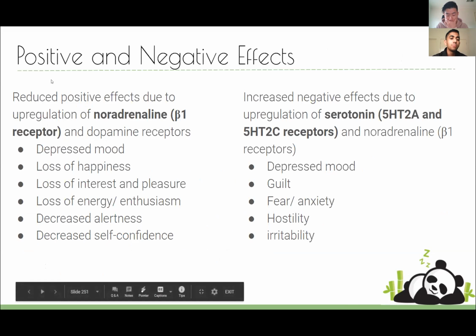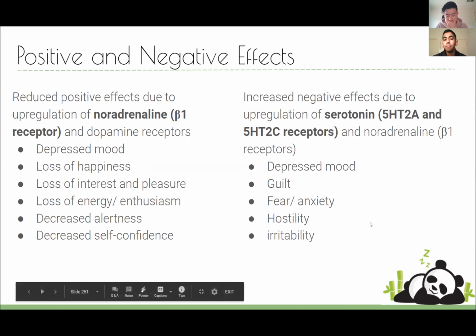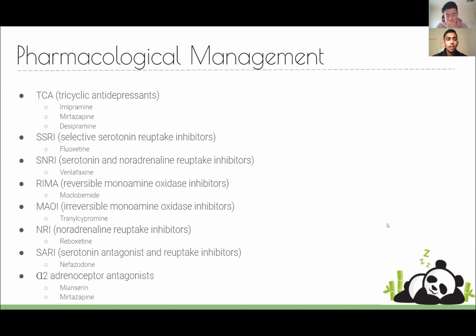Cool, so there are positive and negative effects that we can specifically target in depression. In depression, we have reduced positive effects due mainly to upregulation of noradrenaline receptors. So we have less of our good things: less of our good mood, less of our happiness, less of our interest and pleasure, less alertness, self-confidence. That's all going to be due to not enough noradrenaline and too many noradrenaline receptors mainly. And then we can have increased negative effects. So more of the bad things: more depressed mood, more guilt, more fear, anxiety, hostility and irritability. And that's going to be because we have too little serotonin or too many serotonin receptors mainly. And so we can target those specifically.